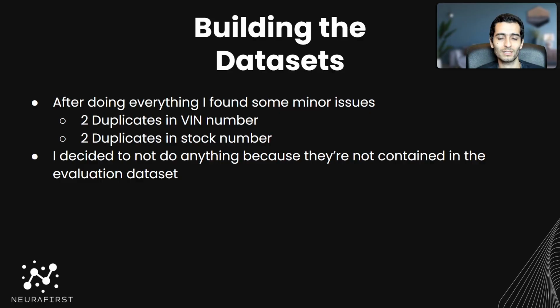And I found a super minor issue, which were 2 duplicates for the VIN, and 2 duplicates for the stock number. I decided to not do anything about that because after I built the evaluation dataset, I realized that they are not contained in the evaluation dataset, which is important. So that's why I didn't do anything about them.